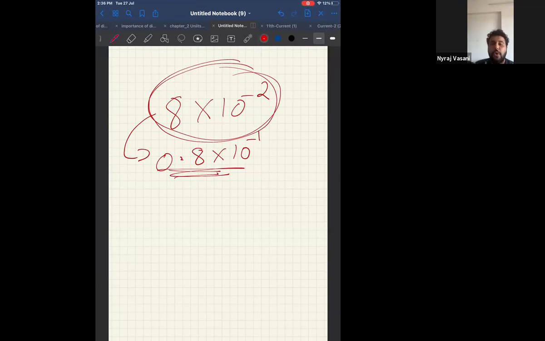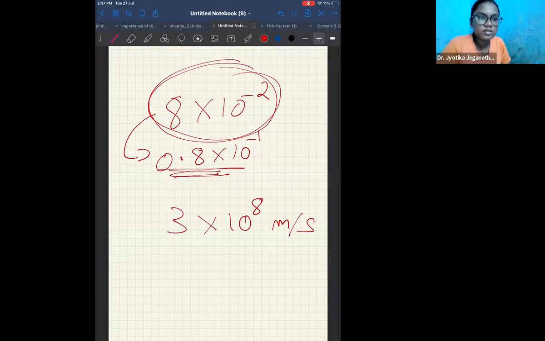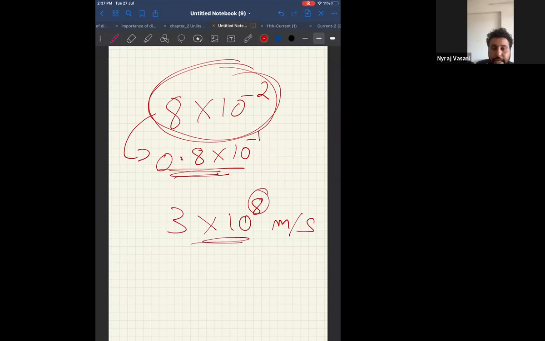Now, my question to you is, what is the order of magnitude of the speed of light? Can anyone tell me the answer? What is the value for the speed of light? 3 into 10 power 8 meter per second. So tell me, what is the order of magnitude of the speed of light? 8. So can I say all these values are deliberately given?